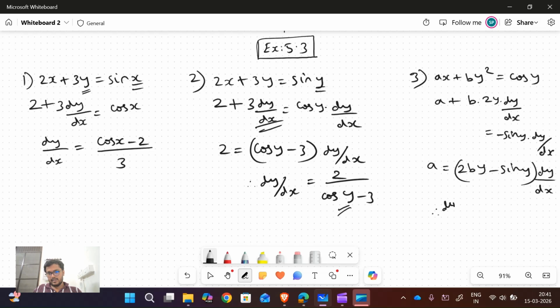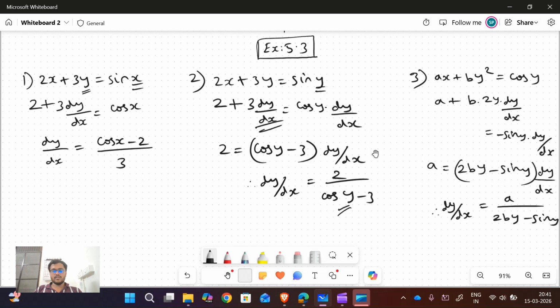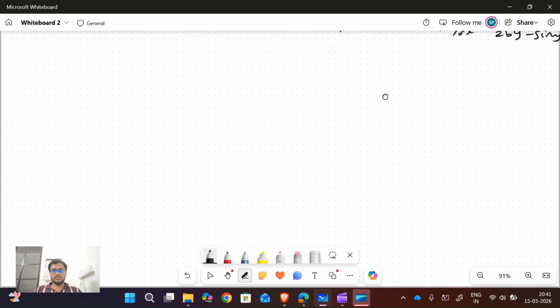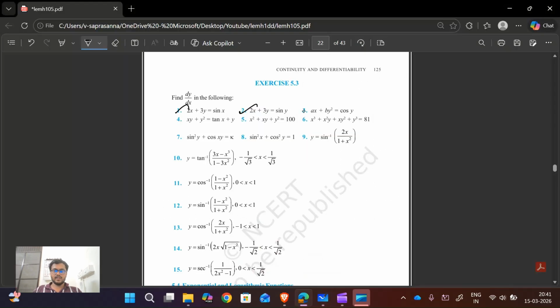So your dy by dx will be a by 2b minus sin y. That's all. Very simple only. So the problem in this exercise is when it comes to the trigonometric functions. Okay, this also I'll just solve here only. It is very easy, right?